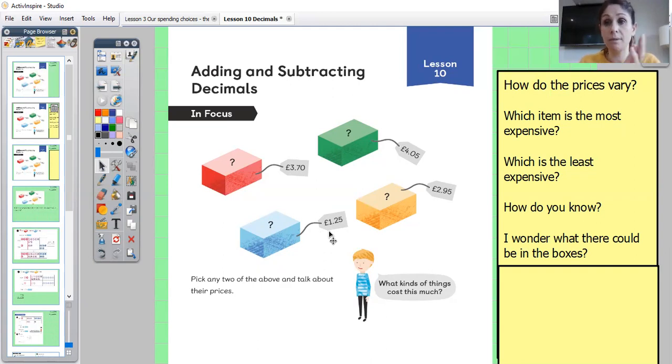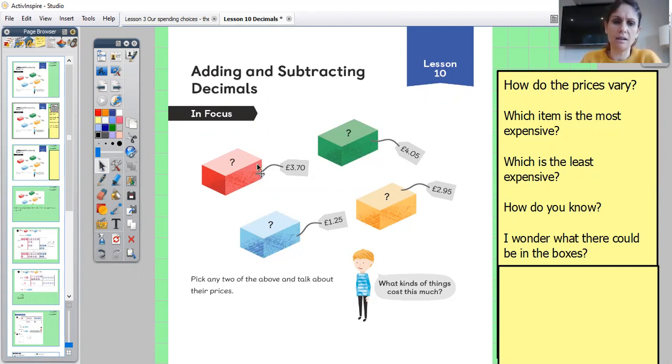Could you buy a packet of sweets? It depends which sweets you're going for, but generally you should be able to buy a packet of sweets with £1.25. And you can buy a more expensive pack, probably a more luxurious pack or a bigger pack, for £4.05. What else could we get? Cans of drink are really expensive now, aren't they? But yeah, we could still get a can of drink for £1.25, I think.